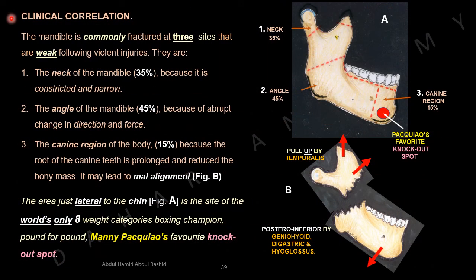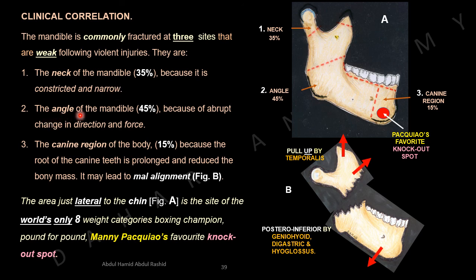Clinical correlations of the mandible. We have two diagrams here, diagram A and diagram B. Diagram A shows sites of common fracture and their percentages. The mandible is commonly fractured at three sites that are weak following violent injuries. Number 1, the neck of the mandible, because it is constricted and narrow, 35%.